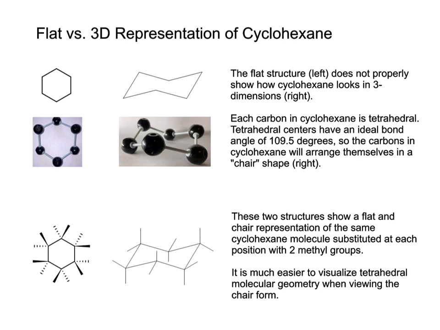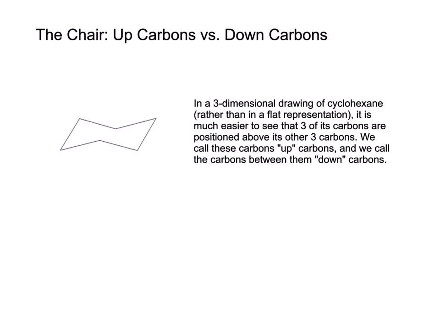It is much easier to visualize the tetrahedral molecular geometry of each of those carbons in the cyclohexane when viewing the chair form. Let's talk a little bit more about the chair representation of cyclohexane. If you have a professor who spent the time to go over in detail how cyclohexane looks, this might seem very obvious to you. However, from my experience, a lot of students never quite understand what the chair form looks like.